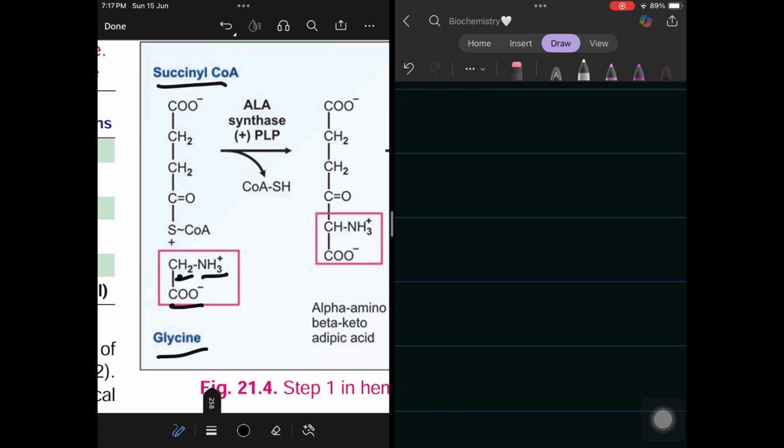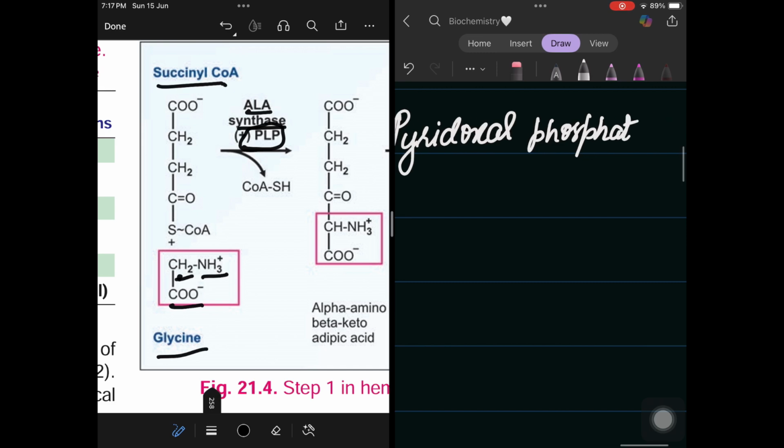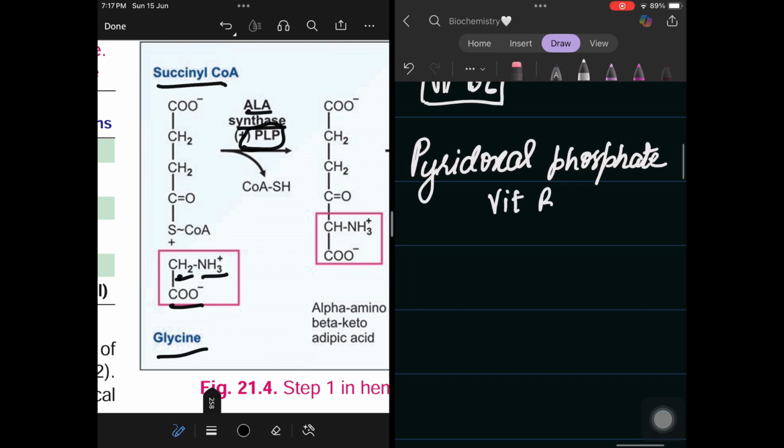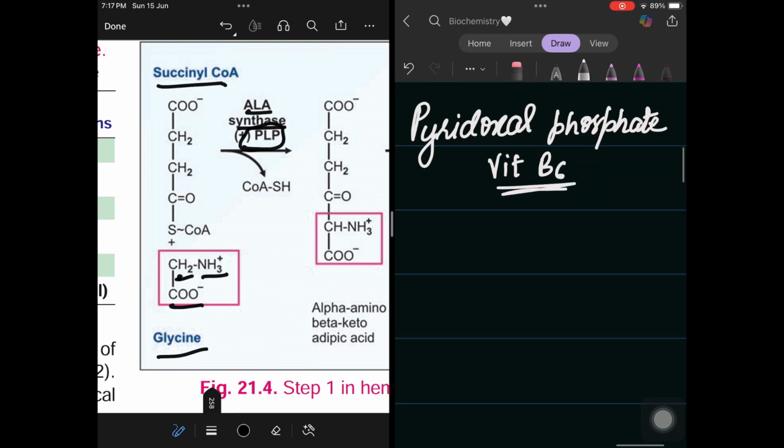Now, what do we do? We take this glycine, take this succinyl-CoA, take an enzyme called ALA synthase. Let's see what ALA is in a bit. And let's not forget PLP. PLP is the coenzyme here. What is PLP? Pyridoxal phosphate. And what's that? It's nothing but the coenzyme form of vitamin B6. So, one of the vitamins you need for the synthesis of heme or hemoglobin for that matter is B6.